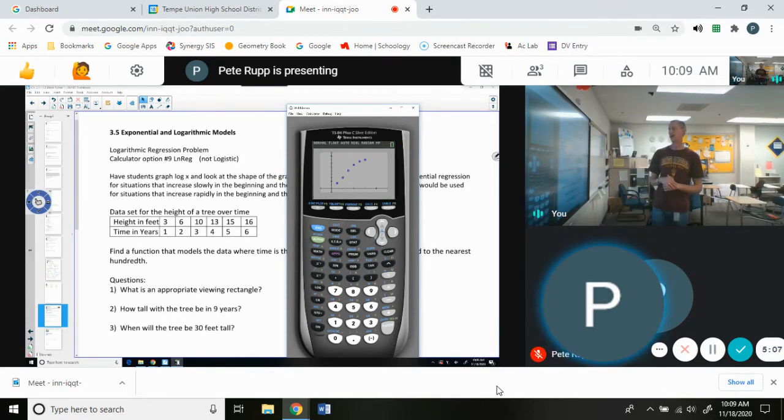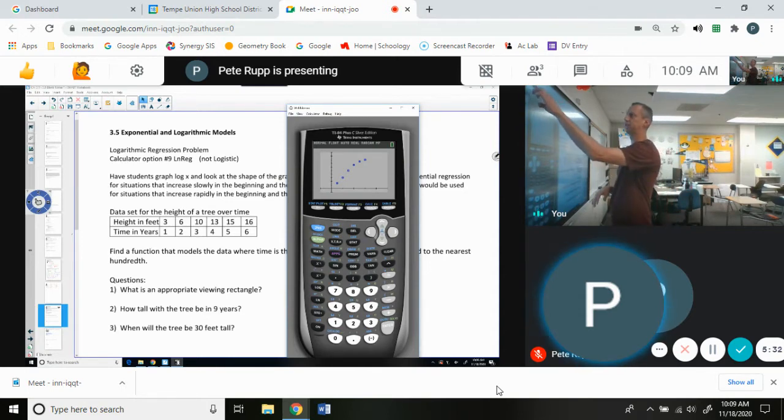So first, does this look exponential, like exponential growth or decay? So does it rise very rapidly, or does it decay very rapidly and then level out? I'm going to say probably not. This one looks more like a logarithmic, where it rises very quick and then levels out. So this looks like a logarithmic graph, and what we're going to do is we're going to fit an equation to this using our regression features on our calculator.